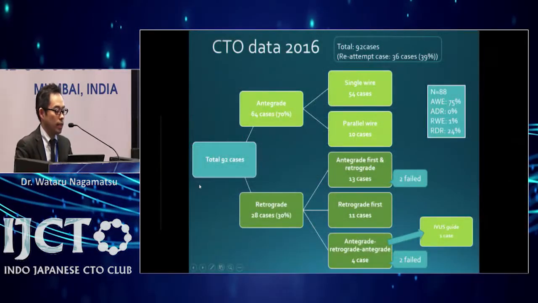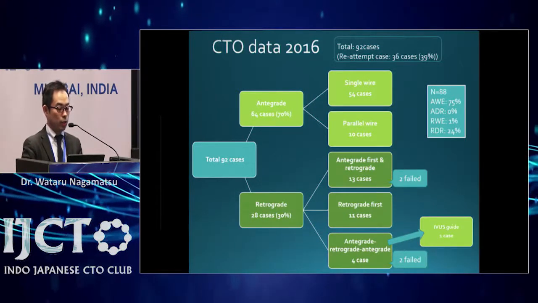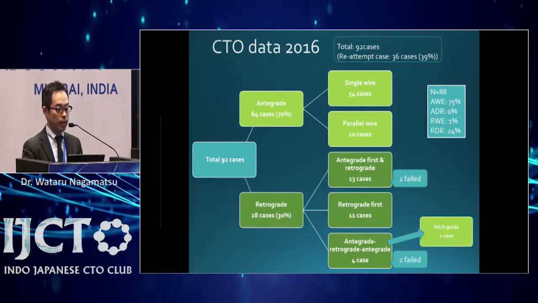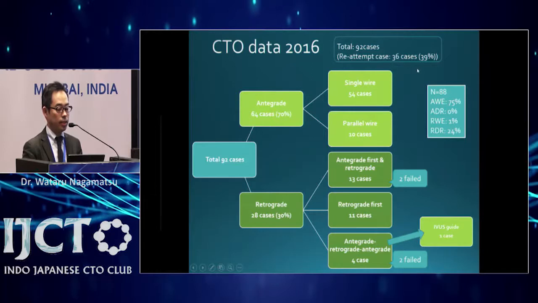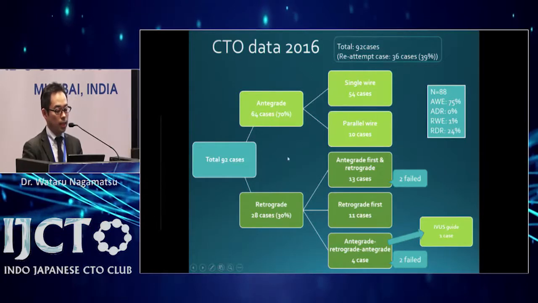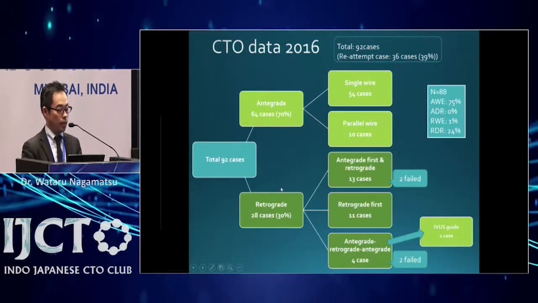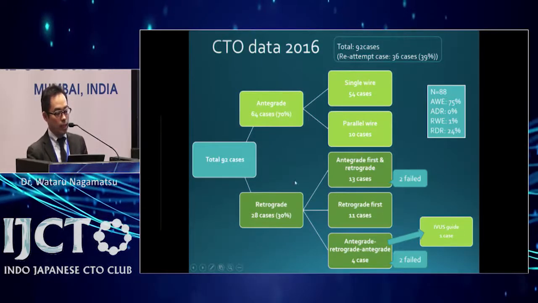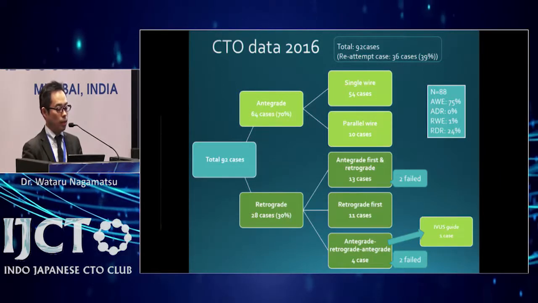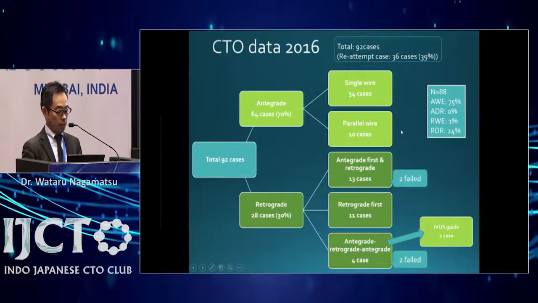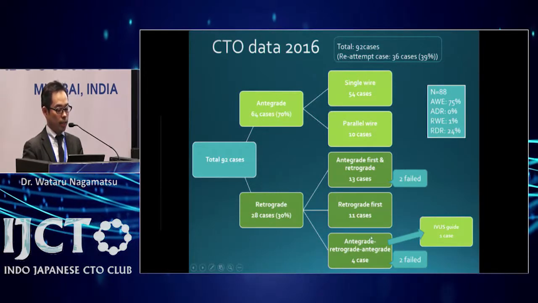And I showed my data. Last year, 2016, I performed 92 cases, and including the attempted cases, there were 36 cases, about 39%. I performed antegrade PCI procedures in 70% and retrograde in 30%. Last year was a very happy year for me, and antegrade cases were all successful, 100%. I failed 4 cases, in the retrograde cases.